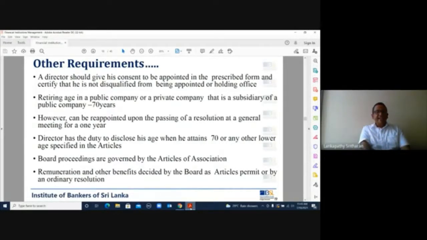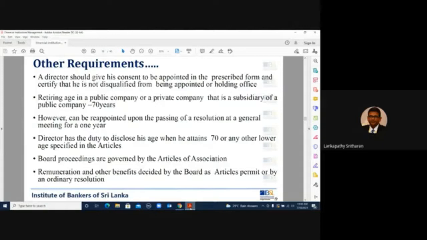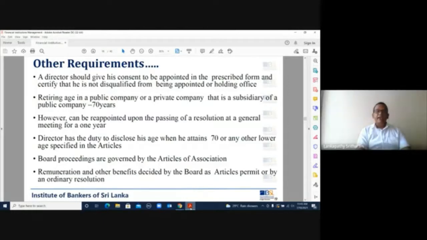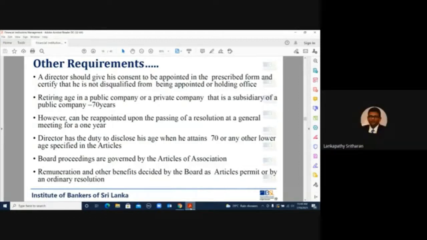And a director has the duty to disclose his age when he attains 70 or any other lower age specified in the article. If the article specifies that a person can be a director in a particular company up to 65, then when he reaches 65, he has to mention that, because the article of association mentions 65 as the retirement age, but otherwise it's 70. Board proceedings are governed by the article of association, and remuneration and other benefits are decided by the board as the article permits or by ordinary resolution. These are some of the requirements related to the Companies Act. Just keep in mind.